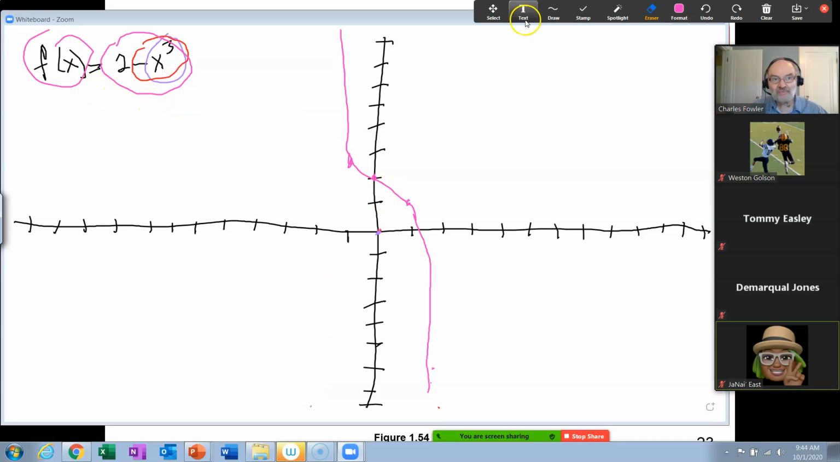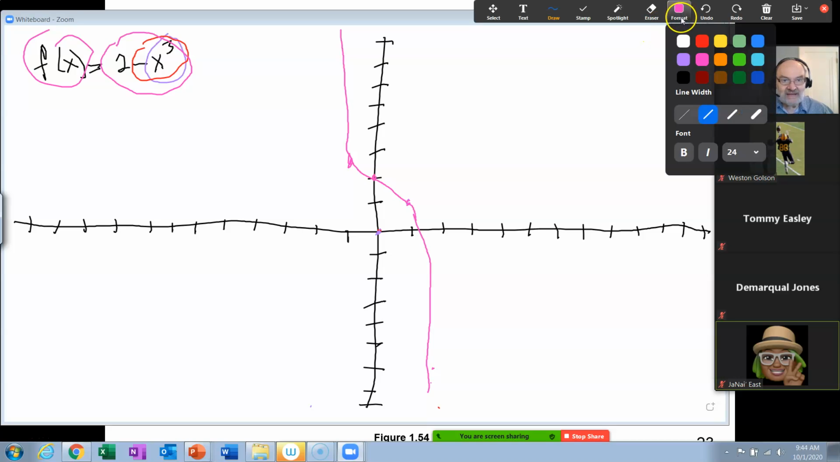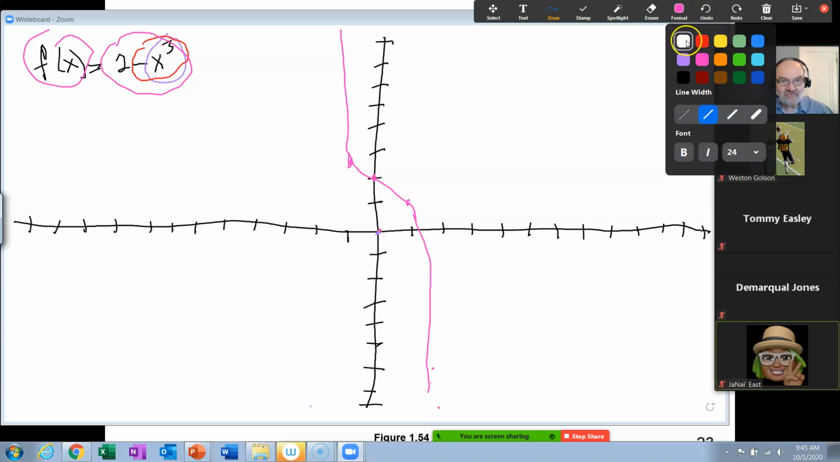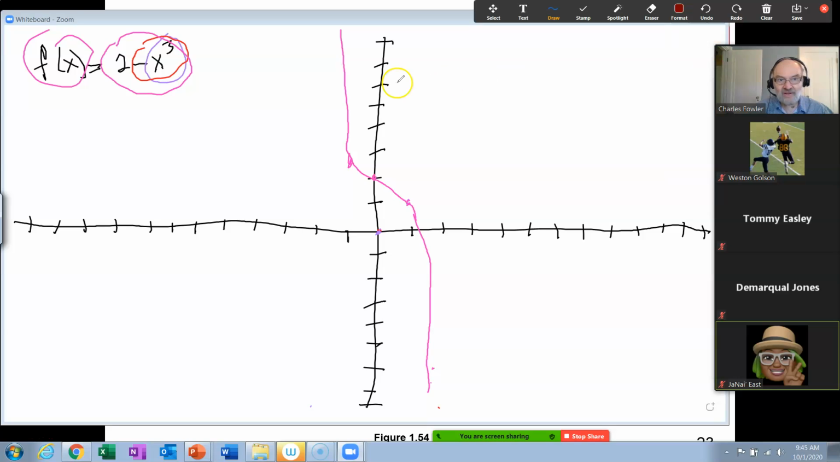f of x is equal to 2 minus x cubed. The A part here says find g of x. Now I need another color for g of x. I should have done f in black because I already had it in black. So let's do g of x in this, whatever color that is. Okay, here's our g of x, sort of a dark brown or something like that.